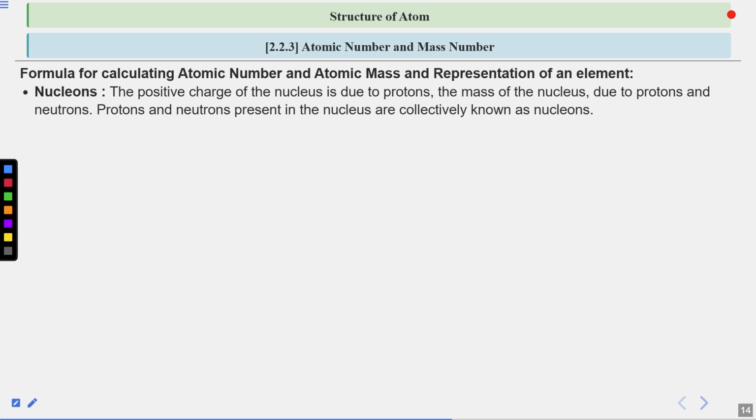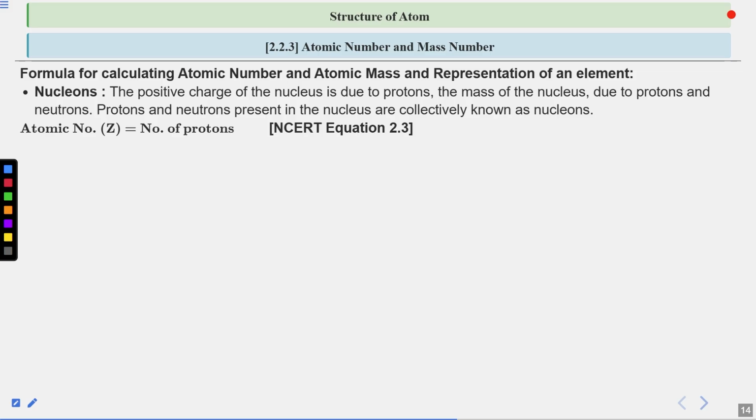Now, coming back to the topic: atomic number, atomic mass and their representation. First of all, you must understand what nucleons are. Very simple. We know protons, we know neutrons, and in an atom they are collectively known as the nucleons. So this is the meaning of nucleons. Next, what is atomic number? There are certain terminologies. Just get through these, they are important. We will see questions on them now.